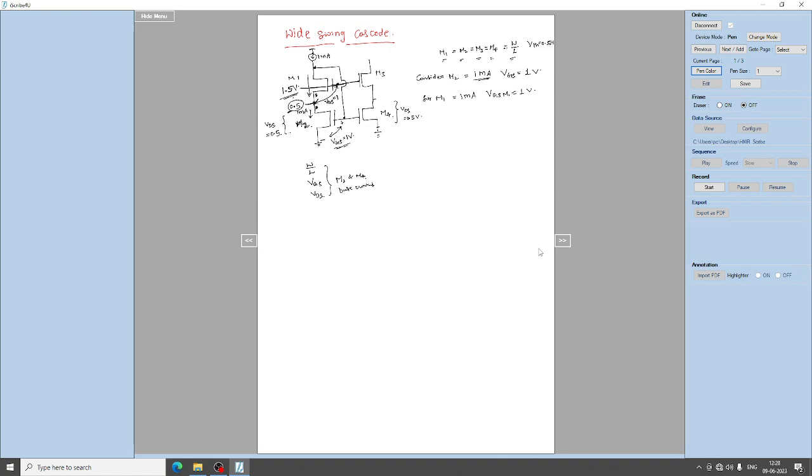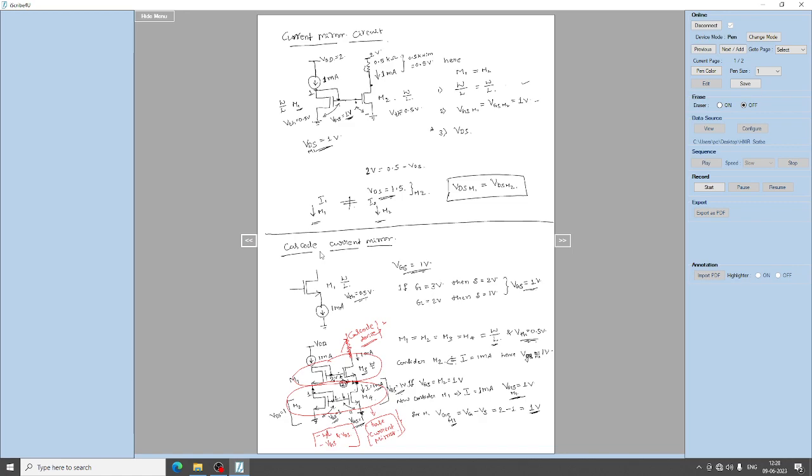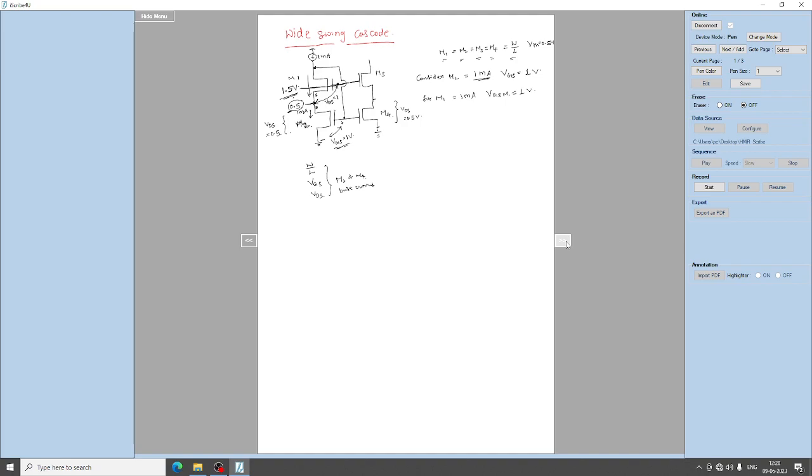Whereas in the earlier case, what happens? In the earlier case, the VDS is 1 volt and the VDS of this is 1 volt. If there is no load here, the VDS of this will also be at 1 volt if it is an exact current mirror. And here, if there is no load for M3, the VDS will be 0.5 volt. So the voltage swing from here to here will be 0.5 plus 0.5, which is 1 volt.